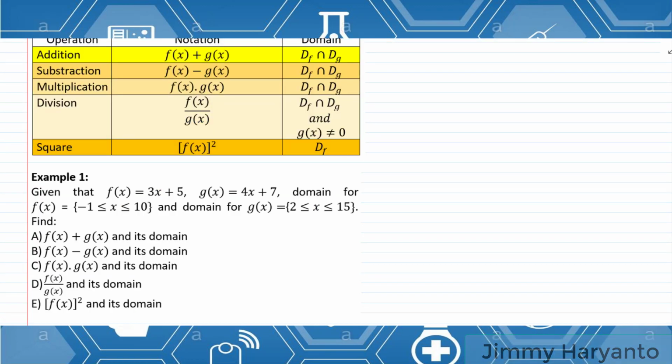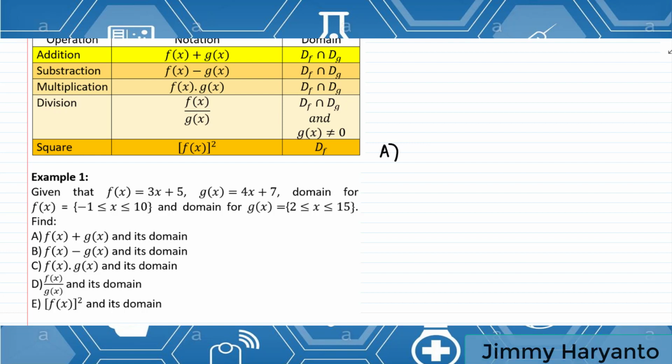Okay, next, Example 1. Given that f(x) equals 3x plus 5 and g(x) equals 4x plus 7, the domain for f(x) is negative 1 till 10. The domain of g(x) is 2 till 15. Find f(x) plus g(x) and its domain. Find the result of f(x) plus g(x).